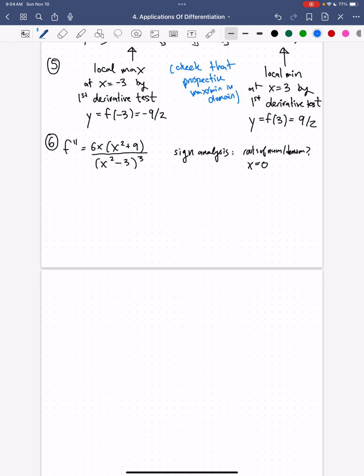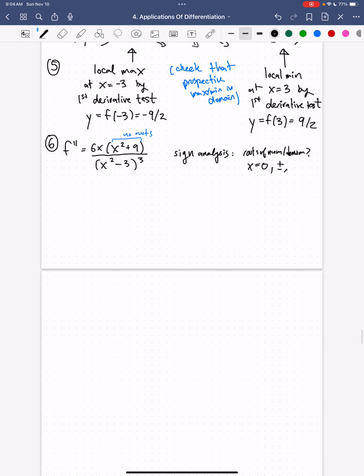We have no roots coming from x squared plus 9. You can check for yourself, either by looking at the discriminant using the quadratic formula, or you can look at the graph, or you can just try to solve x squared is equal to -9. You'll get stuck. So no roots from there. But then from the denominator, we get plus and minus √3.